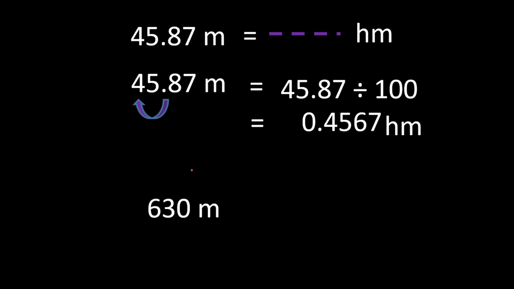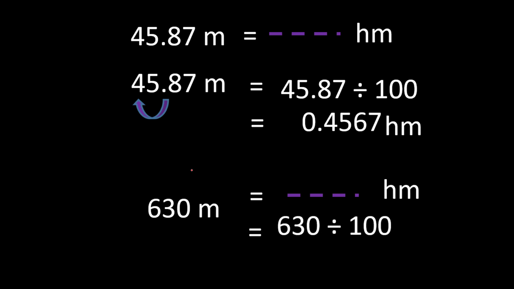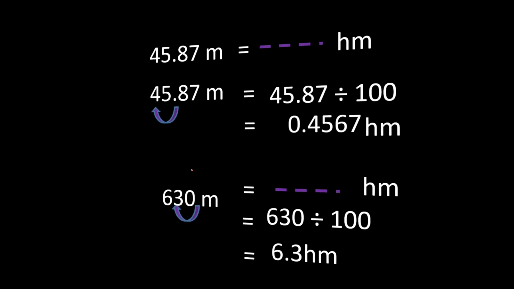Sorry for that. 630 meter equals what? Hectometer. So we can divide here by 100. So it will be 6.3. Just move the decimal point to the left.